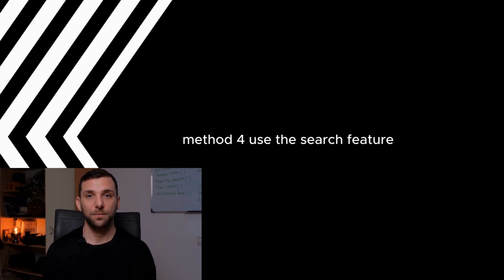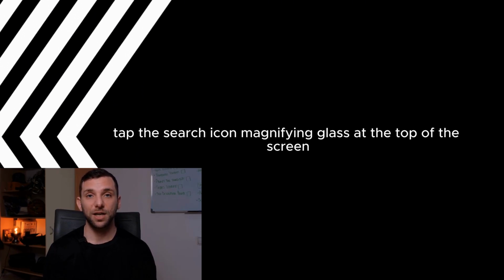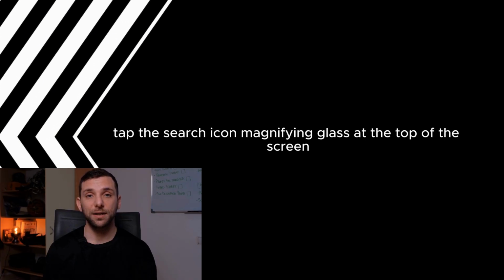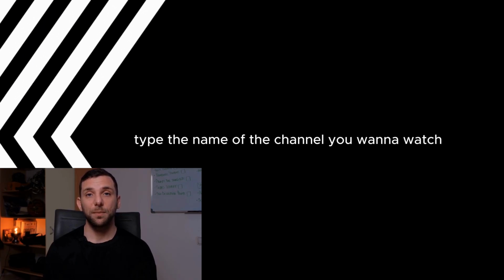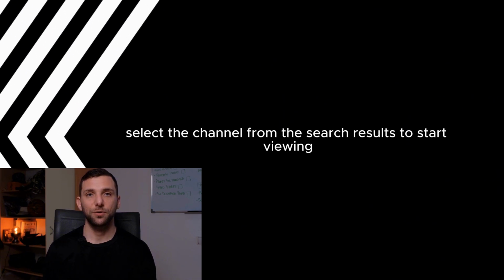Method 4: Use the search feature, mobile/web. Tap the search icon, the magnifying glass, at the top of the screen. Type the name of the channel you want to watch. Select the channel from the search results to start viewing.